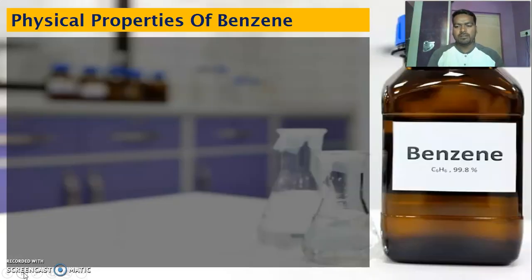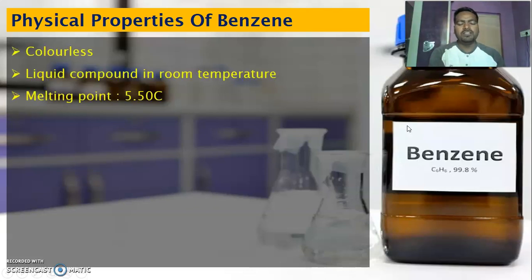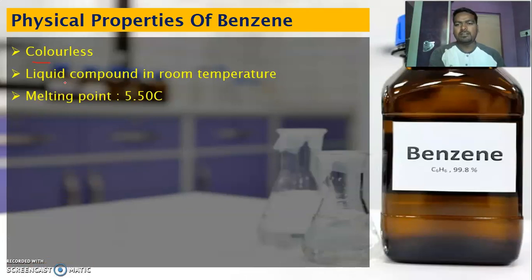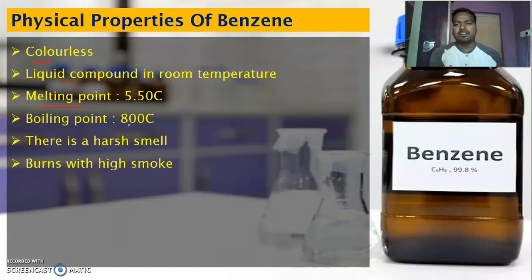Preparation of benzene. Before going to discuss preparation of benzene, I think in the laboratory you have seen benzene. It is stored in a brown colored bottle. Benzene is usually a colorless liquid at room temperature, and its melting point is 5.5 degrees Celsius. That is, if you decrease the temperature below 5.5, it exists as a solid. Its boiling point is 80 degrees Celsius, and it has a harsh smell. It burns with a smoky flame if you do a flame test.